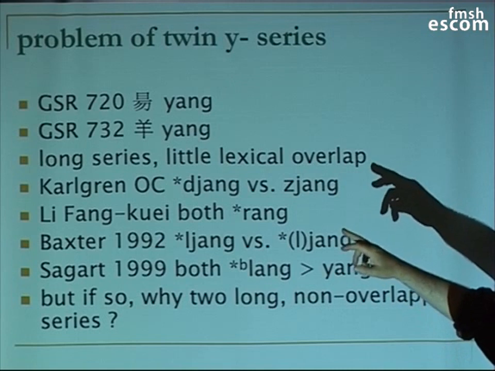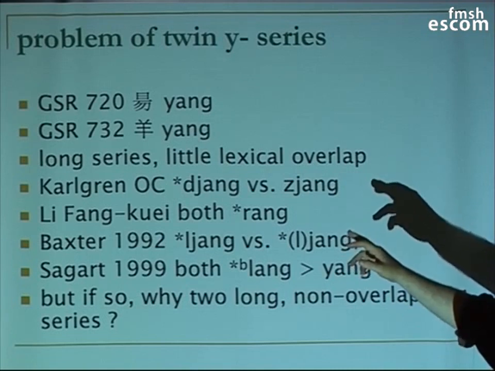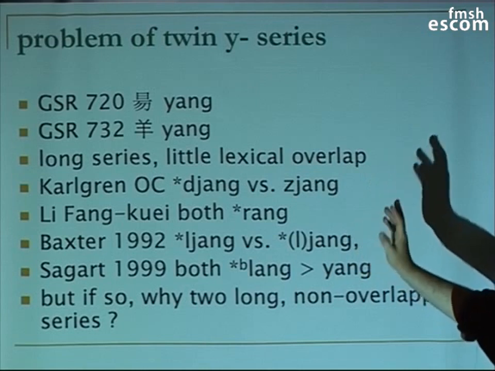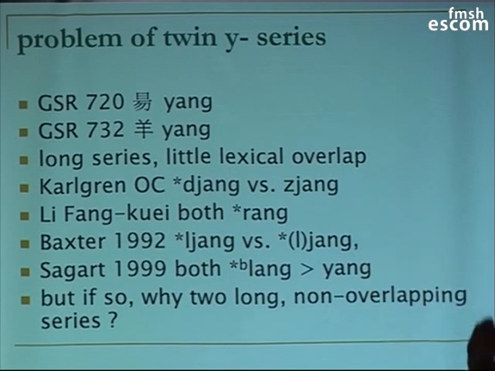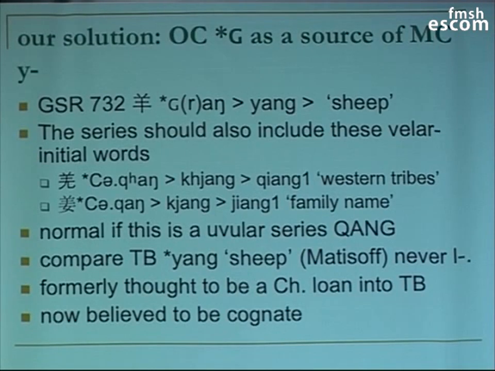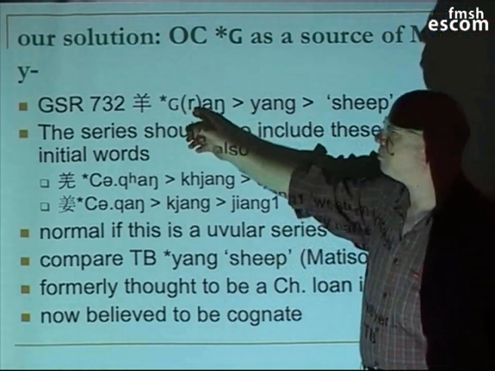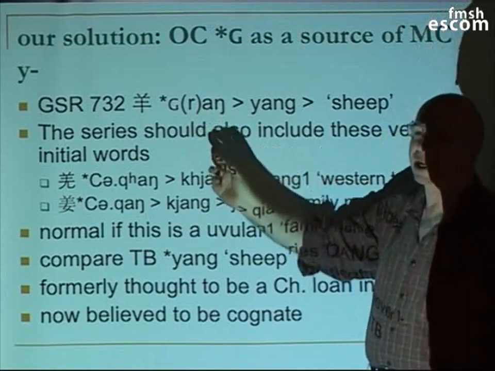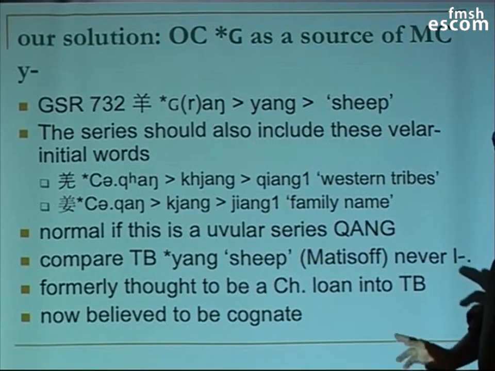This second series never has L in Tibeto-Burman. It has Y, and sometimes the words that correspond to that series appear as Vilas or Y, but never L. And that's the case of Yang, sheep, so we reconstruct capital G, possibly R, Ang, so Gang, and then it goes to Yang.